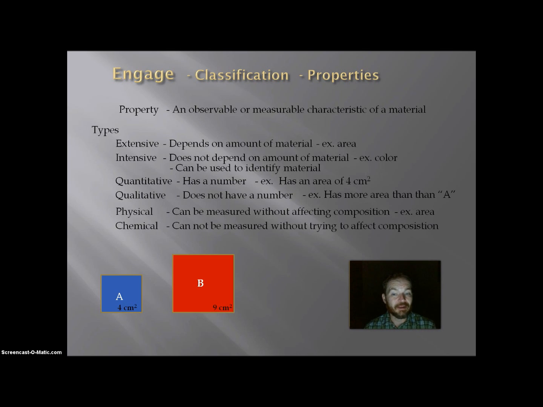A chemical property cannot be measured without trying to affect the composition. So we're going to try to change the material. It may not happen, but we have to at least try. It's the only way to measure it. An example of that is flammability. The only way to see if something is flammable is to set it on fire.